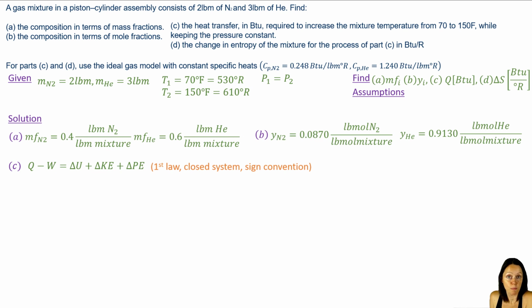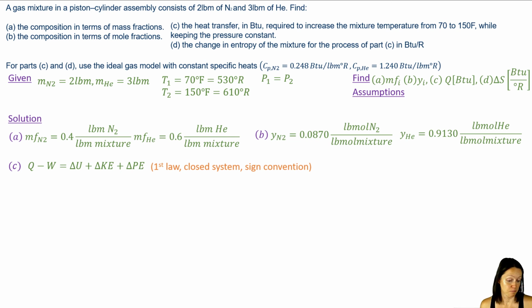So if Q is positive, it means heat is going into the system. If W is positive, it means that work is going out of the system. So make sure you're familiar with that. And from this point on in the semester, we're going to be using sign convention.